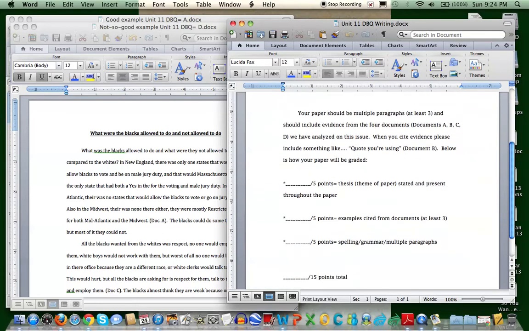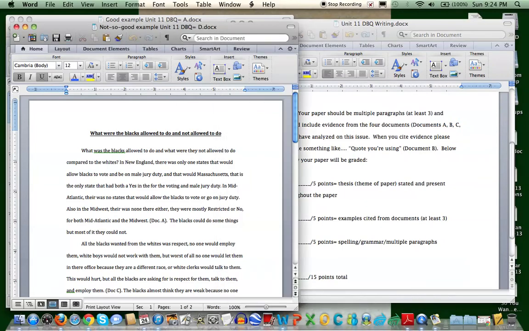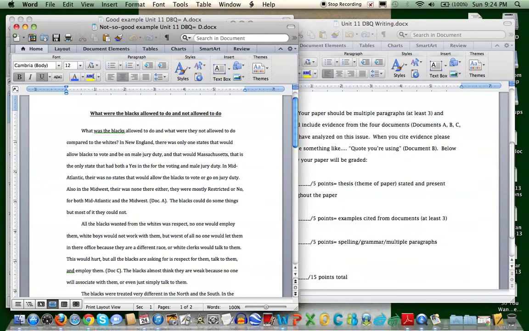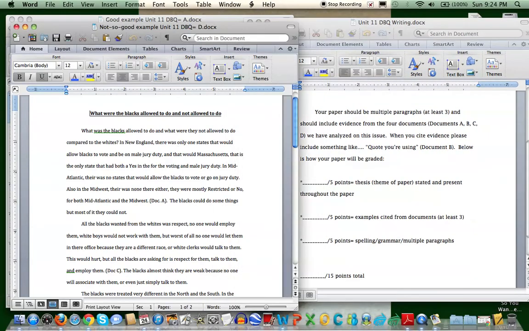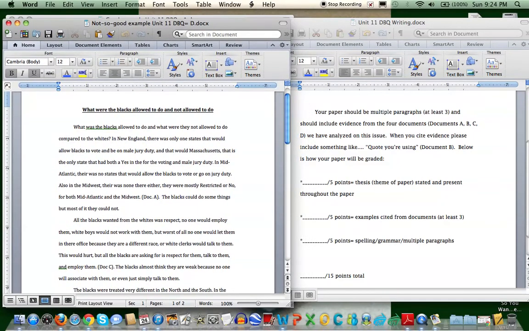So the first one I want you to take a look at here is our not so good example. This student received a D. We'll go through this paper and I'll highlight a few things about why this paper could have been a little bit better, and maybe give you an idea of how you can do better in the future.